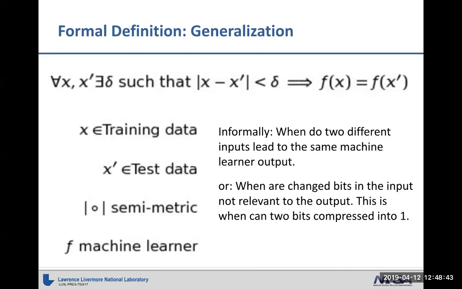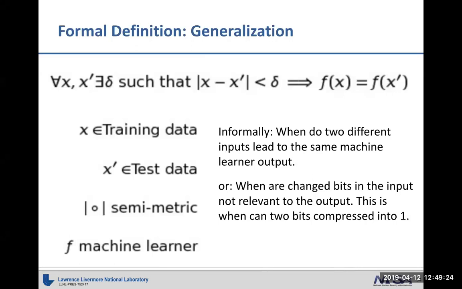Informally, what this means is, when do two different inputs lead to the same machine learner output, and they're sort of close enough for some acquired definition of close enough? But when I think about it in bits again, because hey, memory. Memory can generalize. Memory configurations are identical if and only if they are identical. This identity function doesn't give you any generalization, but obviously the machine learner should give you generalization.